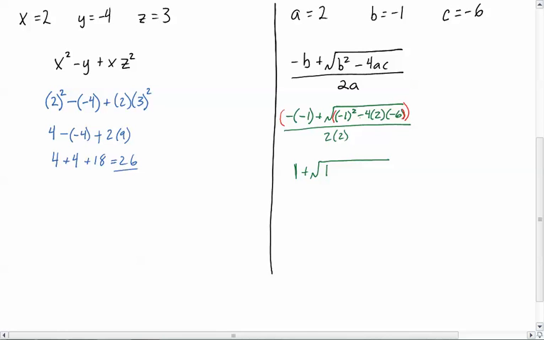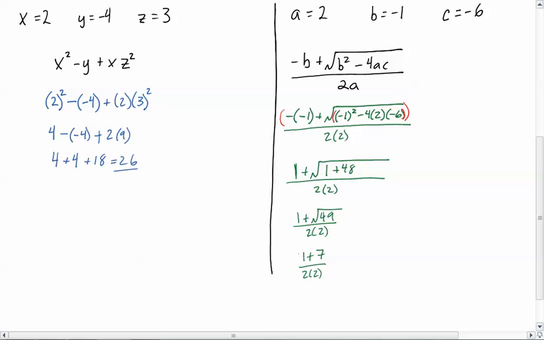So it's easiest if you do negative 4 times 2, which is negative 8, and then negative 8 times negative 6 is a positive 48. And so we're going to change it to a plus 48, and then we'll go all over 2 times 2. Now we can do the stuff inside the root. We'll have 1 plus the square root of 49 all over 2 times 2. We're almost done, because now we have 1 plus the square root of 49, which is 7, all over 2 times 2.